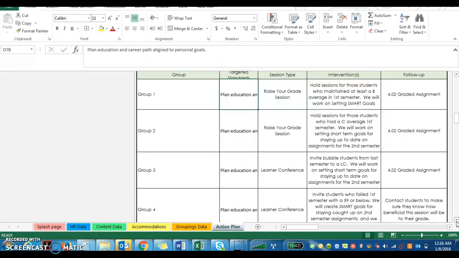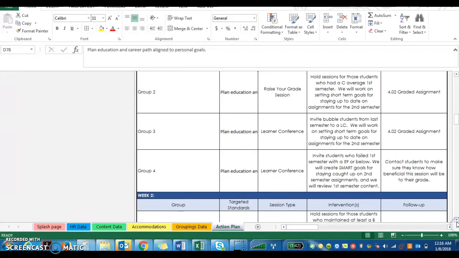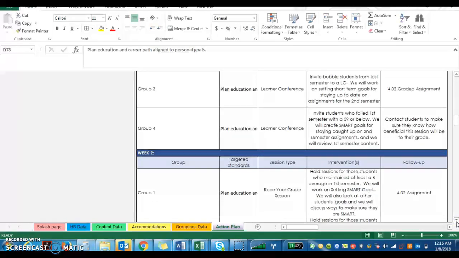And then my Group 3 is mainly the bubble students. We're going to work on setting short-term goals for staying up to date on assignments for the second semester. Same thing, kind of the same thing that Group 2 did, but they're going to be in learner conferences. I'm going to check for that with the 4.02 graded assignment. It's kind of my assessment to see that they learned that.